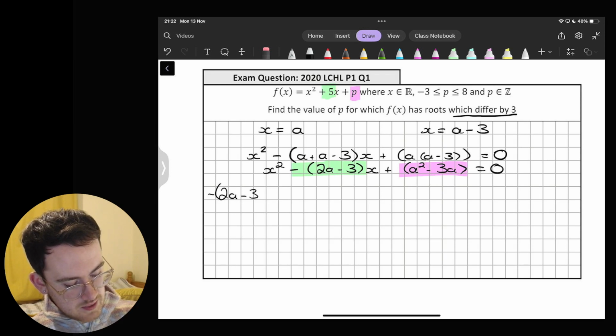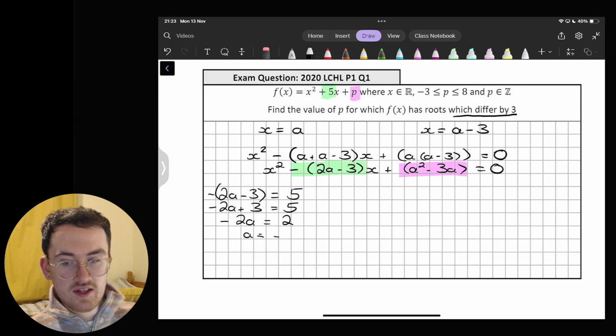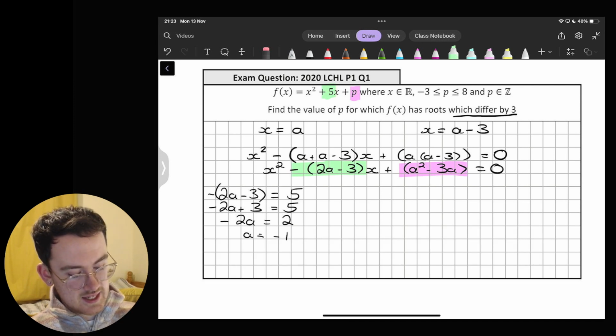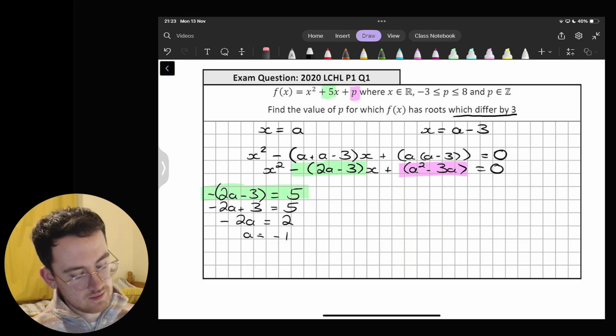I'm making sure to keep that negative on the outside, because what actually happens is I can distribute that fully across the bracket there. And that, of course, gives me a different answer than if I was just to take it as negative in the first place. Okay, so we've got a nice result there. We've got a result for a being minus 1, so my first root is minus 1.